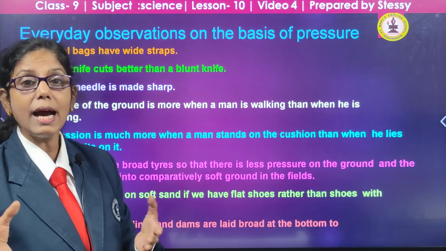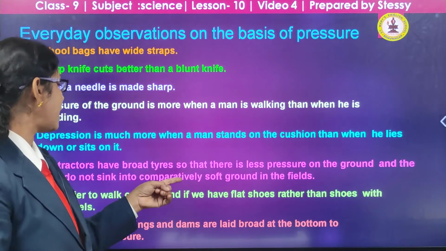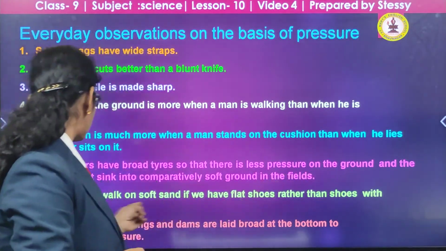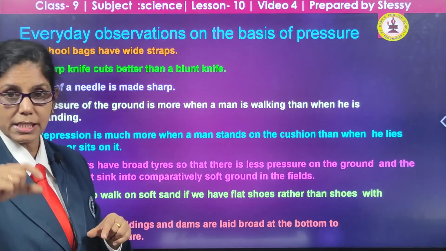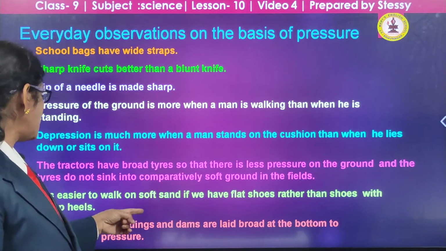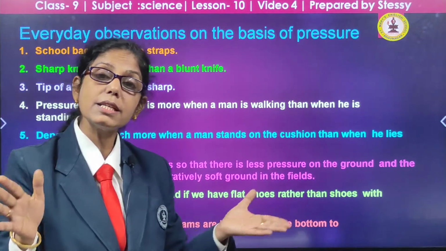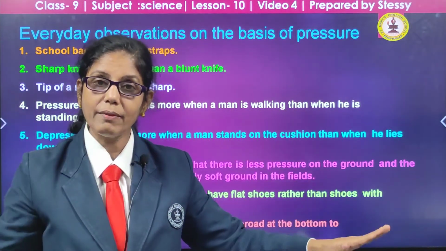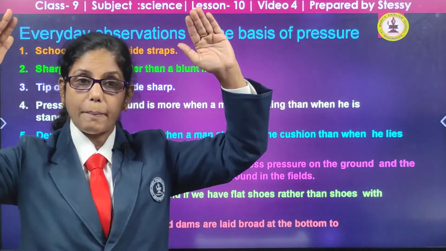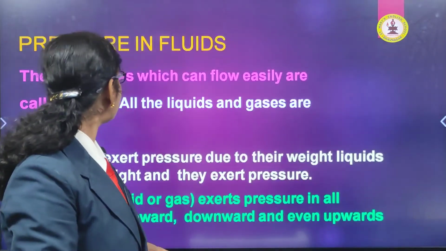So, the more the area, the less the pressure. Then, it is easier to walk on soft sand if we have flat shoes rather than shoes with sharp heels. With a sharp heel, more pressure will be there, and it will sink. Foundations of buildings and dams are laid broad at the bottom to decrease the pressure. So, the bottom level for a dam, foundations, etc., should be broad. So, the pressure will be less, otherwise the pressure will increase.